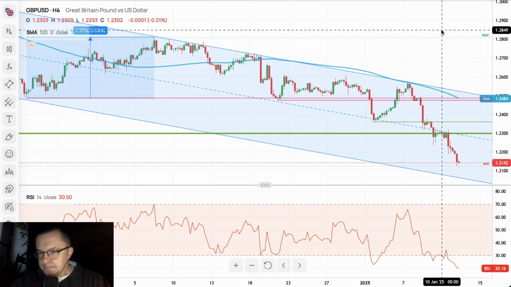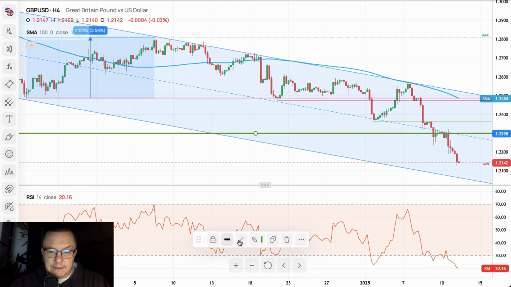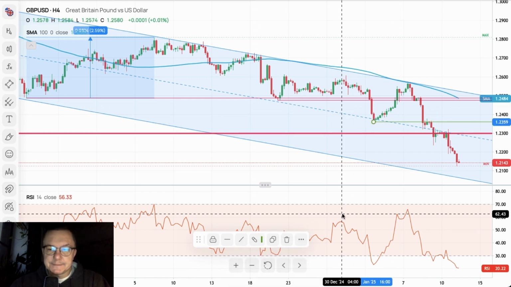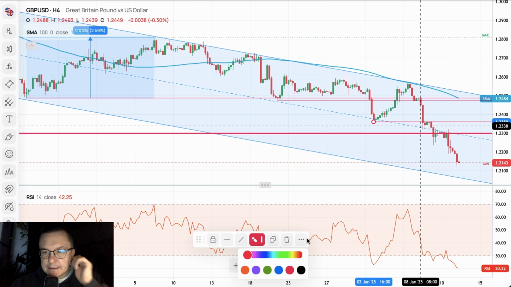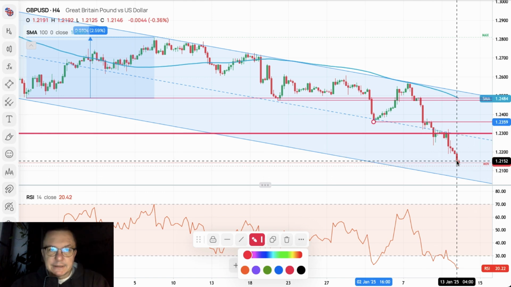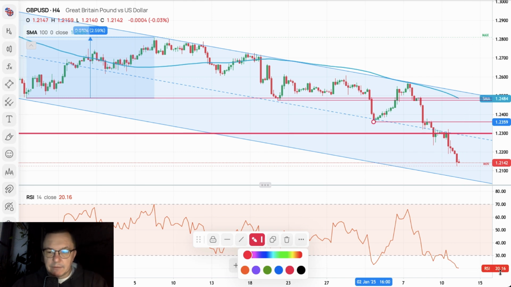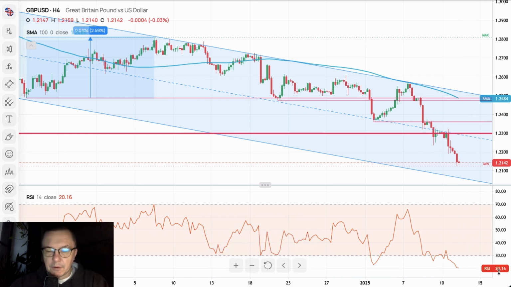Now cable. The situation is quite similar to the euro dollar. Again, there was a rejection of the key technical support after it was violated. So now this level here, 1.2298, will be labeled as resistance again, and then we got another movement to the downside, down towards the level of 1.2125. Of course, this level was made during the extremely oversold market conditions on a 4-hour chart. That's the level of 20 points on the RSI.